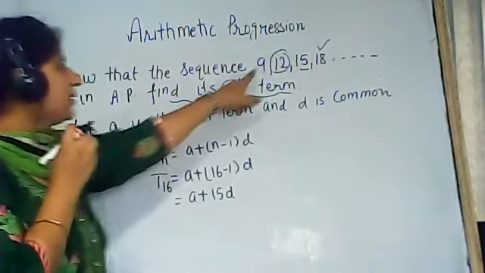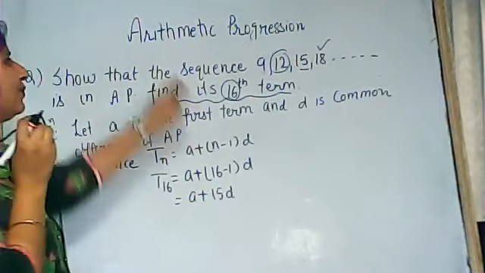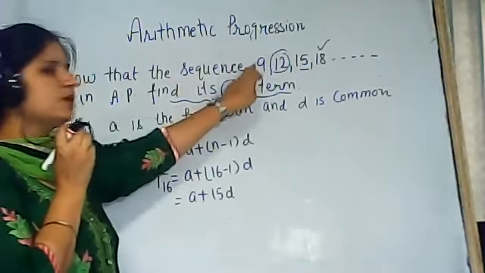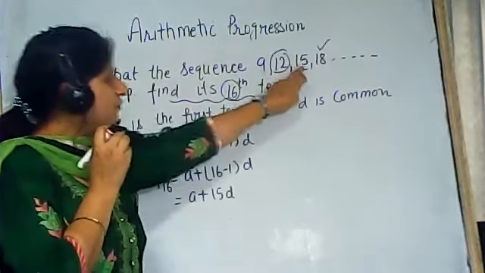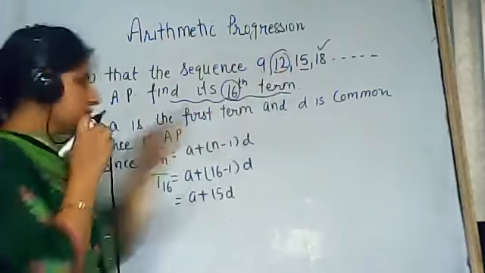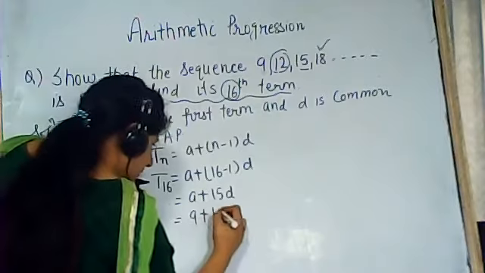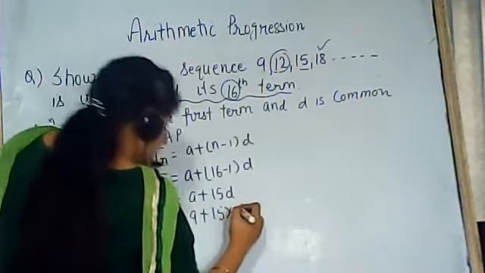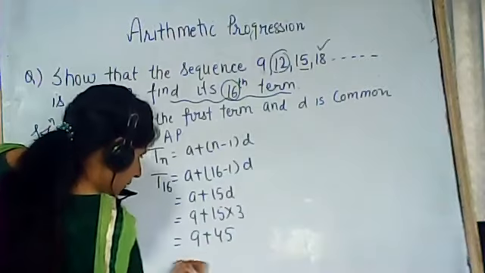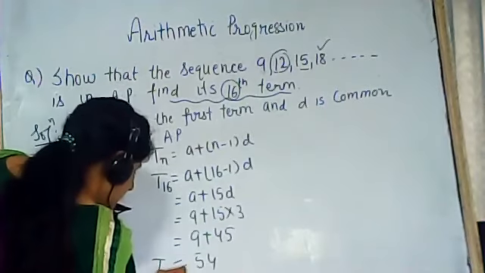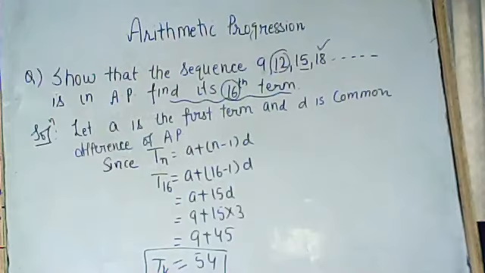Now, A is already given in the equation, which is equal to 9. And D is already calculated in the first part, which was equal to 3. 12 minus 9 is equal to 3. 15 minus 12 is again equal to 3. It means the first term is equal to 9 and the common difference D is equal to 3. Hence, after simplification, we get the 16th term of the given sequence, which is equal to 54.